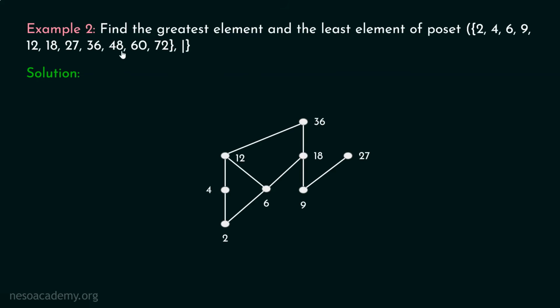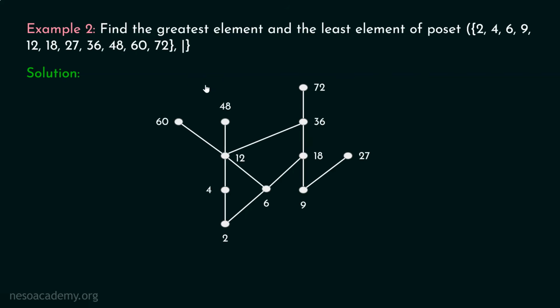Okay. Now, the next element is 48. 48 is divisible by 12. Therefore, we can place an edge between 12 and 48, right? 48 is not divisible by 36. Neither is it divisible by 27. So we cannot place an edge between 36 and 48 and 27 and 48, right? After this, the next element is 60 and 60 is divisible by 12, only 12. Therefore, we can place an edge between 60 and 12. The last element is 72 and 72 is divisible by 36. Therefore, we can place an edge between 36 and 72. So this is our Hasse diagram, right?